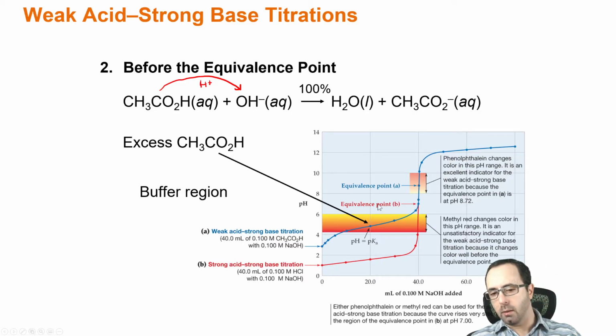As long as the simplifying assumption holds and you're in this buffer region, you can use the Henderson-Hasselbalch equation to calculate the pH. So before the equivalence point, you do step 1, do 100% reaction of the strong base, and then when you go to calculate the pH, you can use the Henderson-Hasselbalch equation.